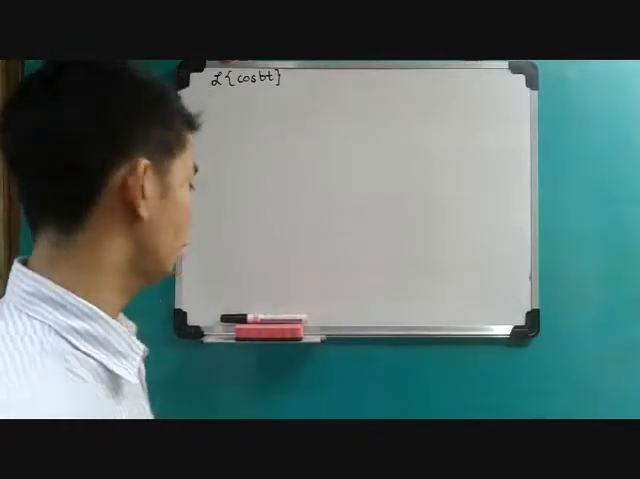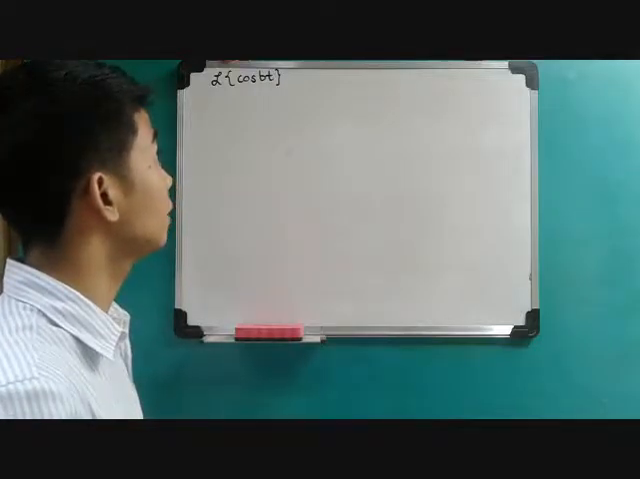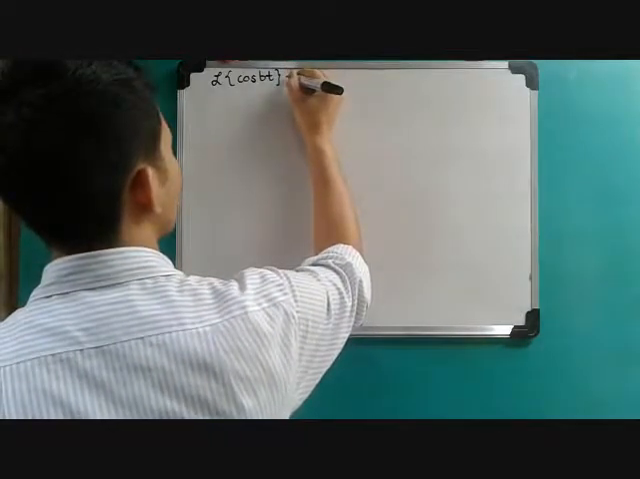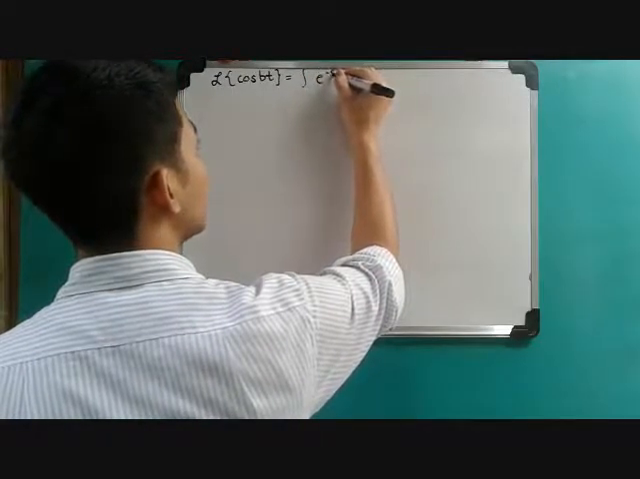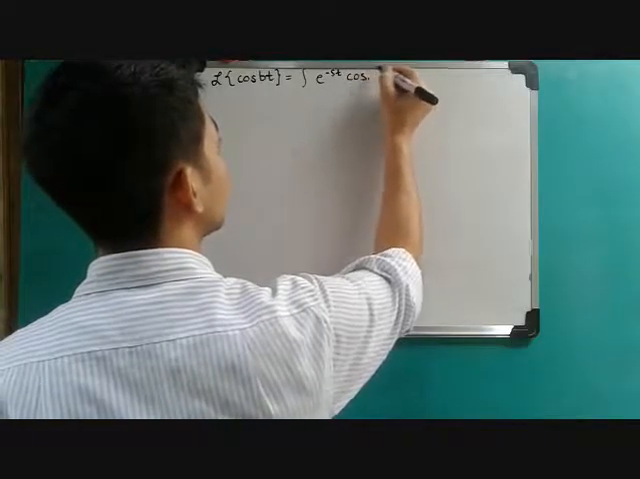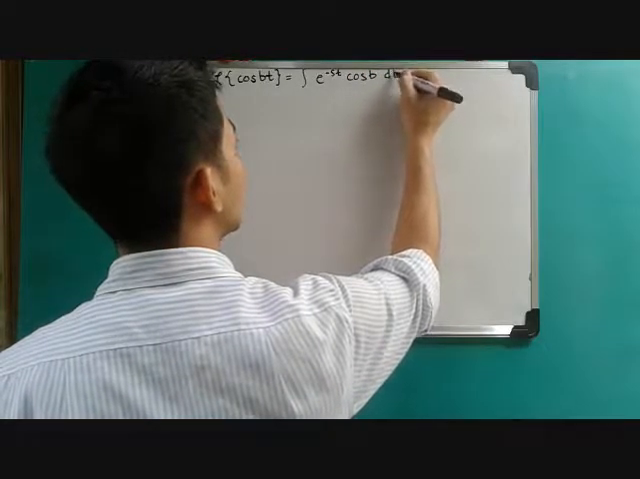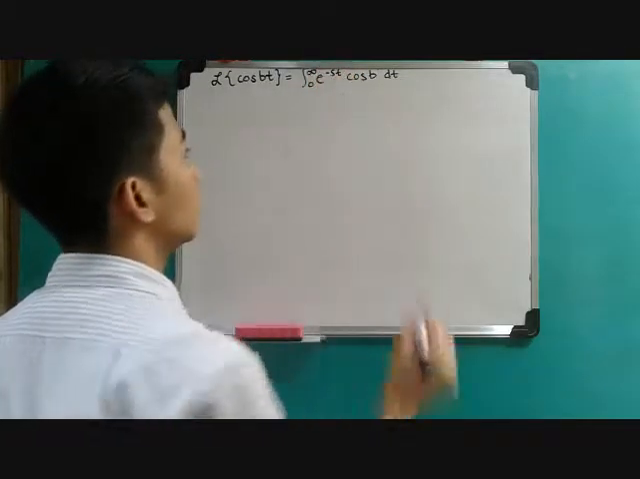Oh, good day. Today, I'm gonna show you the Laplace transform of cosine bt. So first, you need to find the integration of e raised to negative st times cosine bt dt. The limits are from 0 to infinity.